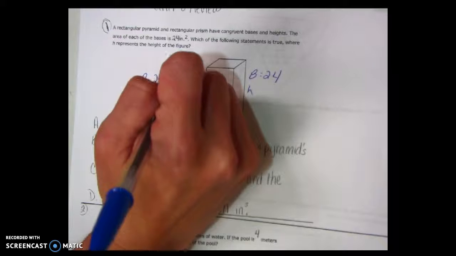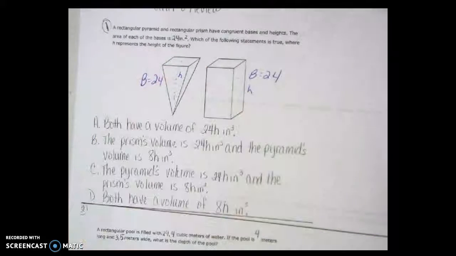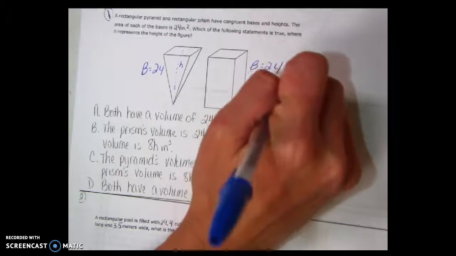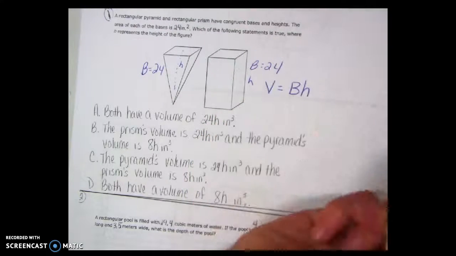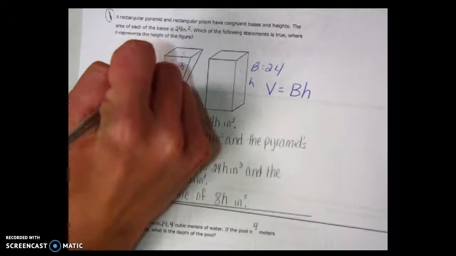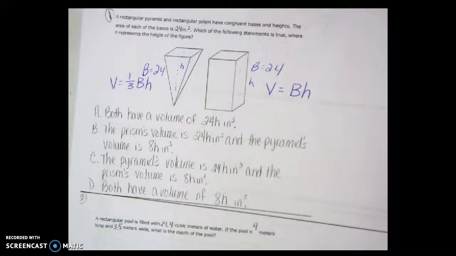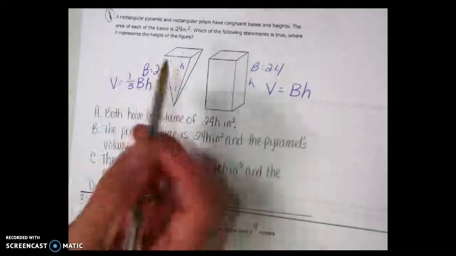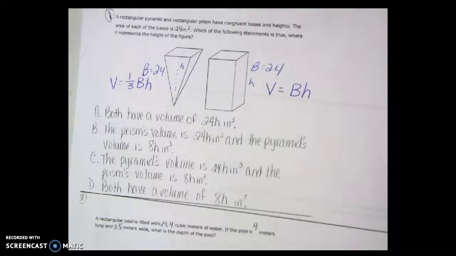So the height would come down and be perpendicular. So that would be the height. So it wants to know which of the following statements is true. So if we're talking volume, volume of a prism is area of the base times height. Volume of a pyramid is 1/3 area of the base times height. So you just need to plug in your area of the base and then compare the two.